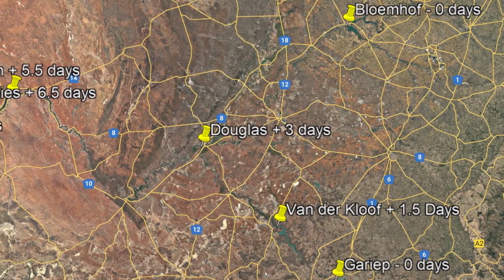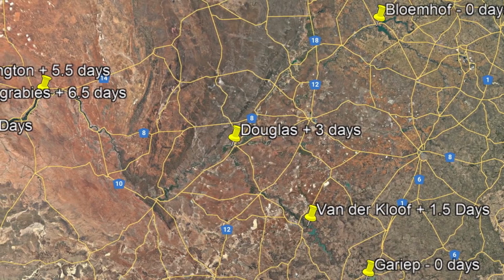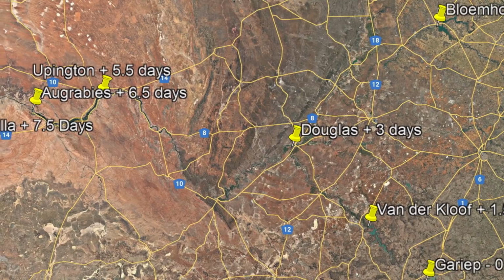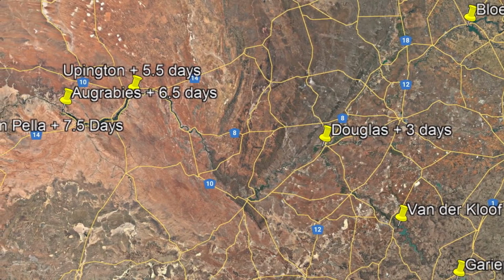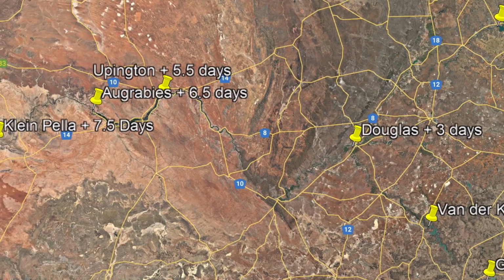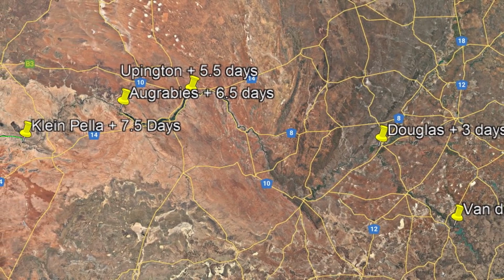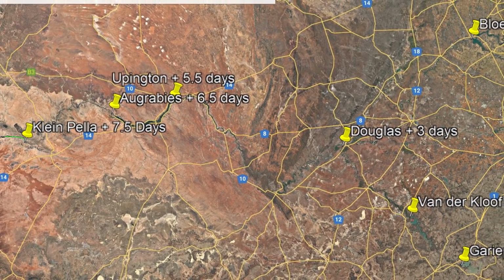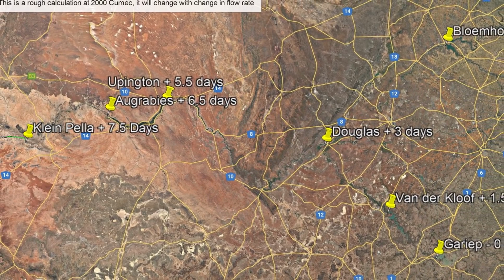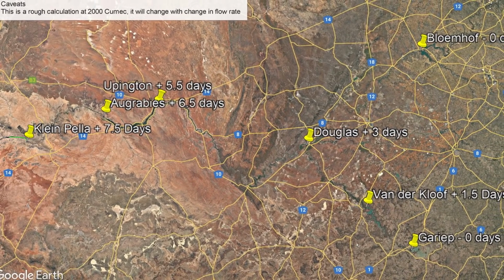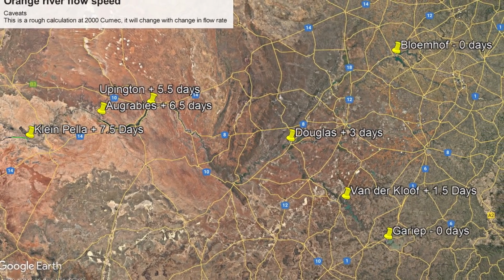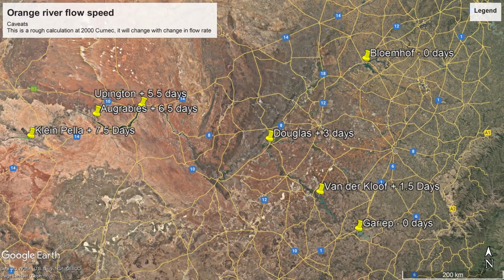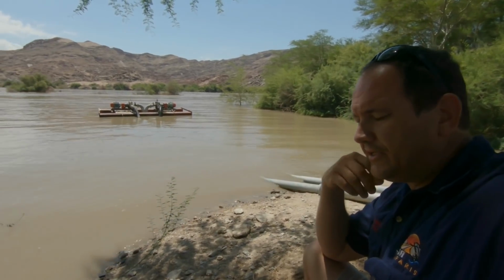So from Bloemhof or Gariep to Upington is about 5.5 days, and to Grabies it's about 6.5 days. So it's about 1 day from Upington to Grabies. So from the dams to Kleinpella to me is 7.5 days. So while the speed measurements that I got is slightly lower than what I had in mind, the actual time is about a week, about what I had in mind. So I had the speeds a little bit wrong, but the time is about right.